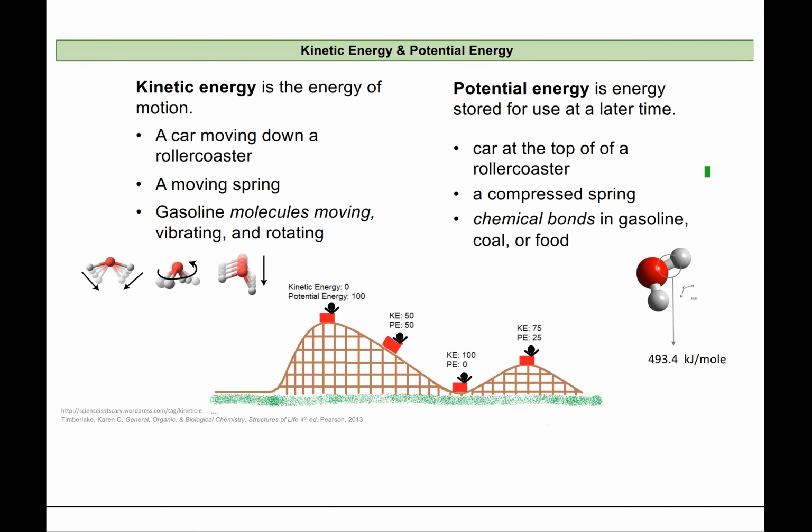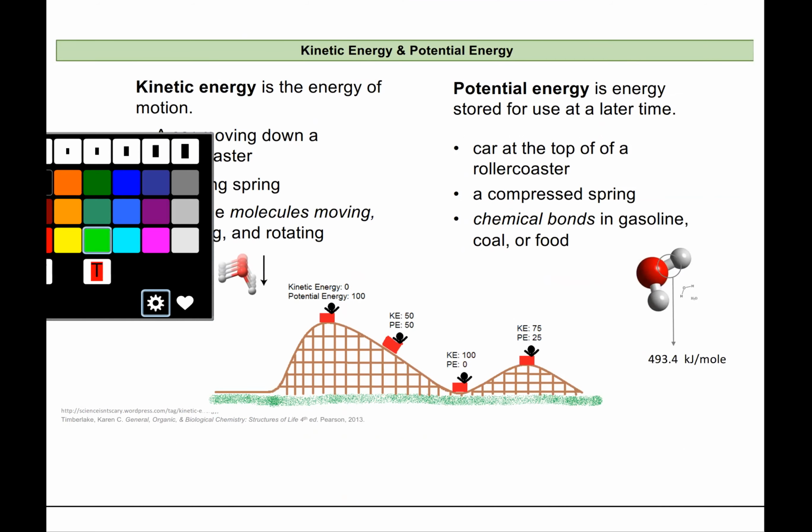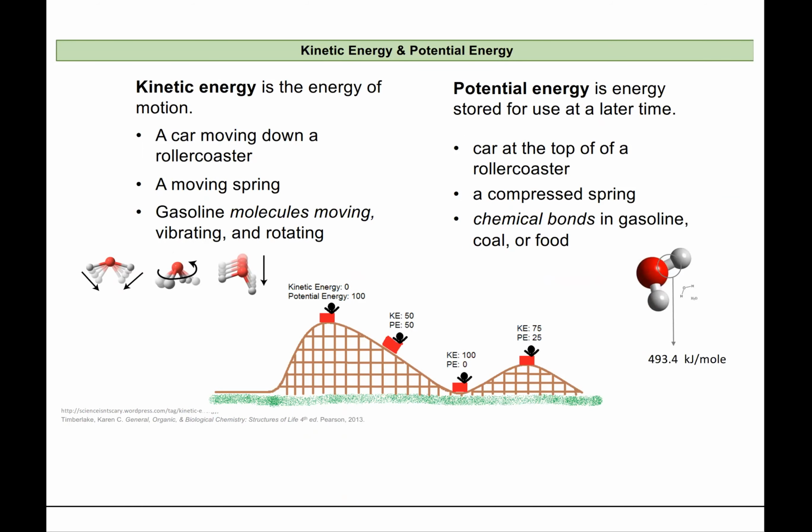Let's look at some examples of what we mean by kinetic and potential energy. Kinetic energy is that energy of motion we've talked about. An example of this would be a car moving down a roller coaster. At the top of a roller coaster, you would have zero kinetic energy, because there's that terrifying pause at the top of the roller coaster. Then as it starts going down quickly, your kinetic energy increases. And by the time you're at the bottom of the hill, you have all this kinetic energy and no more potential energy.